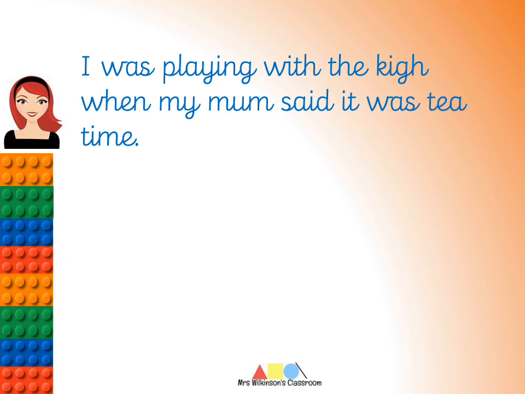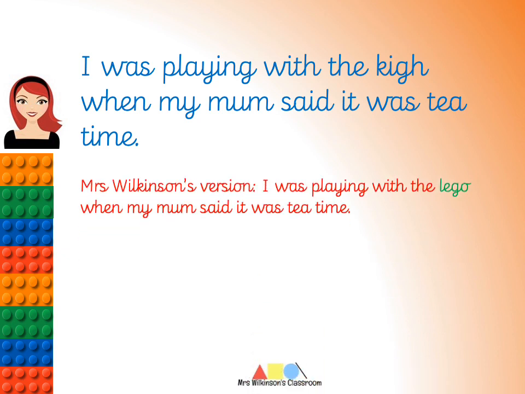Here is my next sentence. I was playing with the kai when my mum said it was tea time. I was playing with the kai when my mum said it was tea time. Oh, which word there does not make sense? The word that I thought was an alien word was kai. I was playing with the kai? What does that mean? I don't know, it must be an alien word. So I've rewritten the sentence here, changing the word kai, the alien word, to something that I think makes sense. I was playing with the Lego when my mum said it was tea time. I wonder if you can write your own version for me.